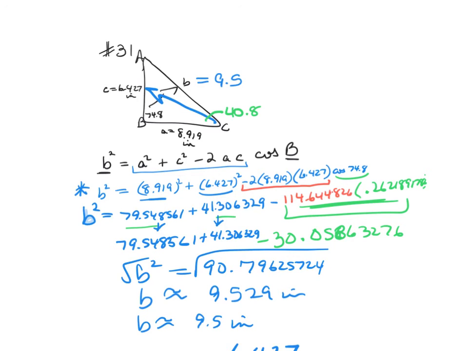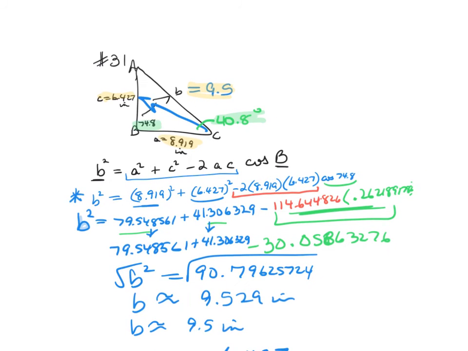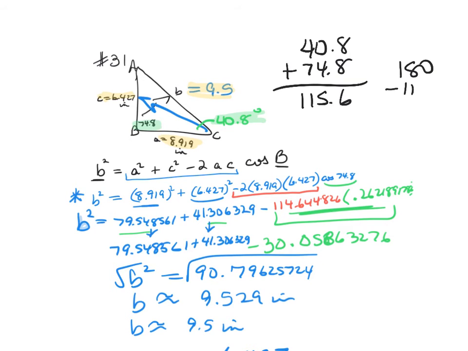So again, remember, we're trying to find three angle measures. So far, I have two. I already have all three sides. So to find the last missing angle, I'm going to do my triangle sum theorem. Yes, you could do another law of sines, but it's a lot easier just to take 40.8 and add that to 74.8. So 40.8 plus 74.8, and I get 115.6. Subtract that from 180 and I get 64.4 degrees. And that's going to be angle A.